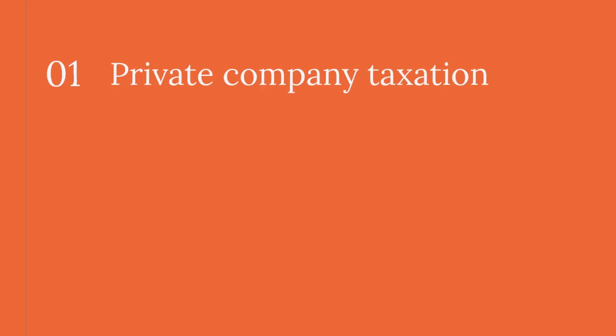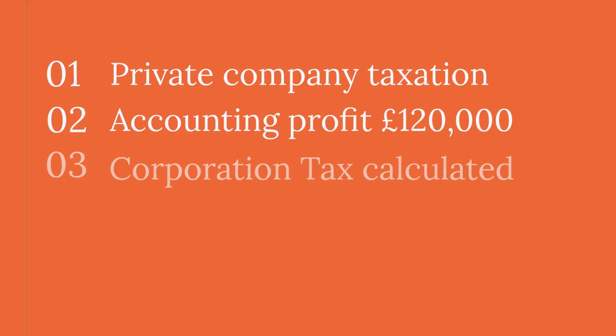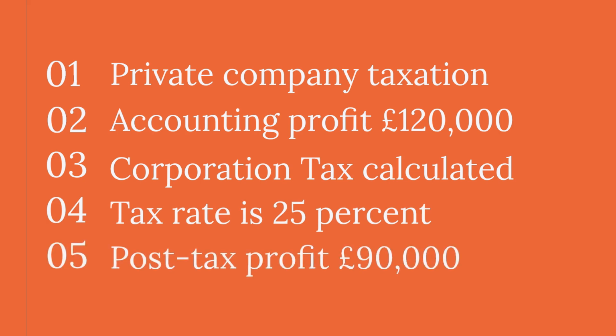Let's explore a private limited company's taxation example. With an accounting profit of £120,000, corporation tax is calculated first. After a 25% tax rate, post-tax profit is £90,000. Directors can affect tax through salary decisions. This illustrates tax planning flexibility.